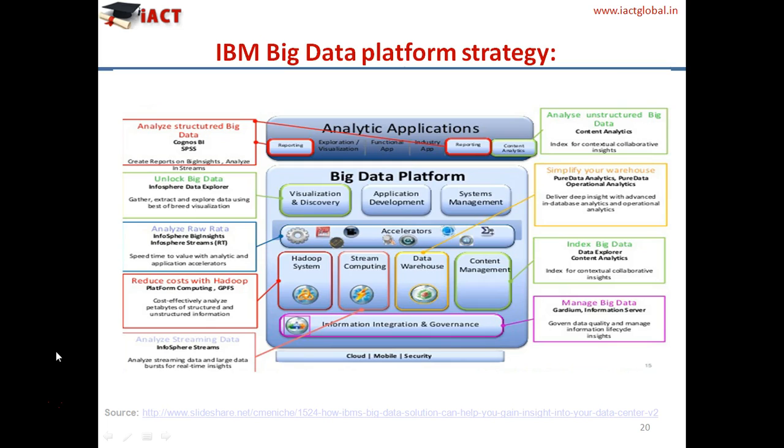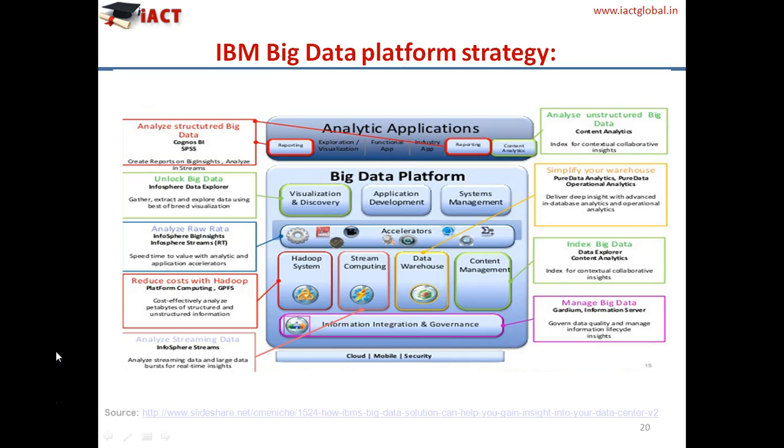In the big data platform, they talk about visualization and discovery, application development, and systems management. These are all the accelerators that we are talking about. Now here you can see 4 important things: Hadoop system, stream computing, data warehouse, and content management. So we'll see content management. This is particularly to index big data. Here we see data explorer and content analytics. It actually indexes big data, so that you can use it and get more collaborative insights on that.